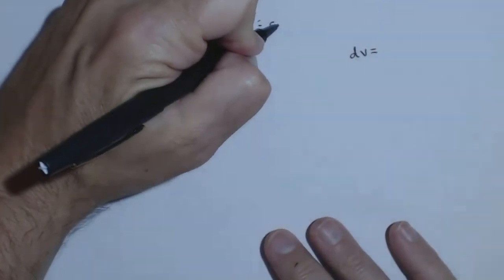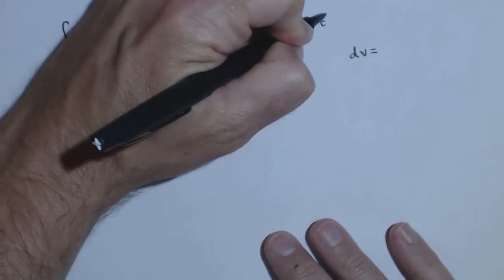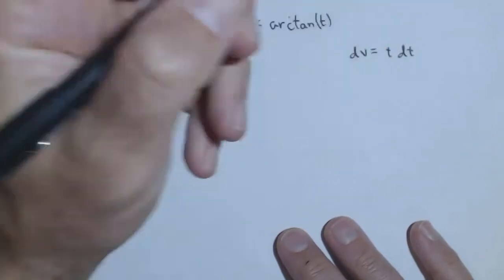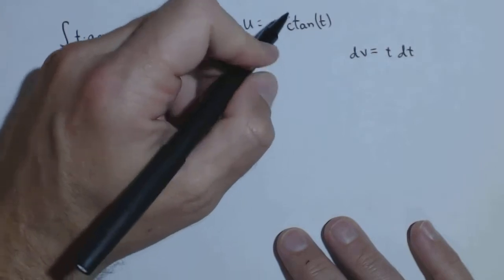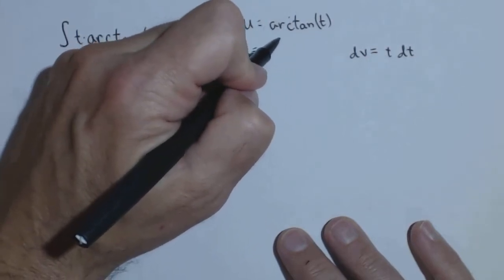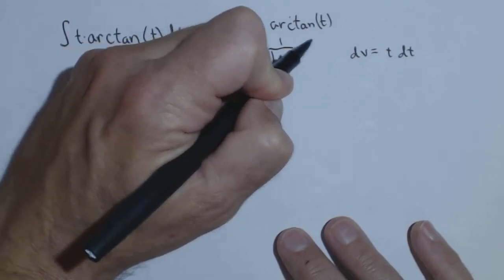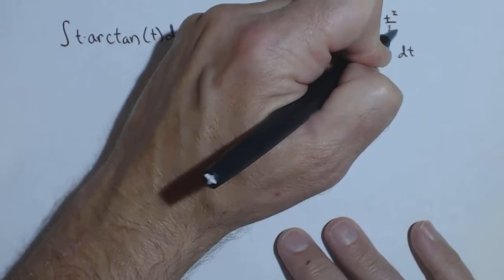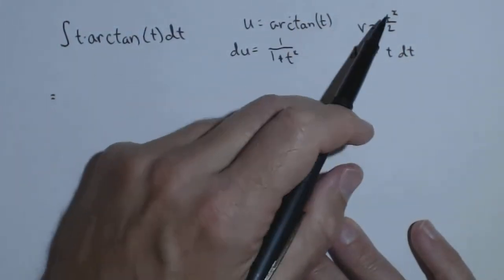We're going to switch it up from what we would normally think, and the arctan of t is going to be our u, and our dv then is t dt. That does make for nice du and v, because our du is just 1 over 1 plus t squared, and our v is t squared over 2. So initially setting this up isn't too bad at all.